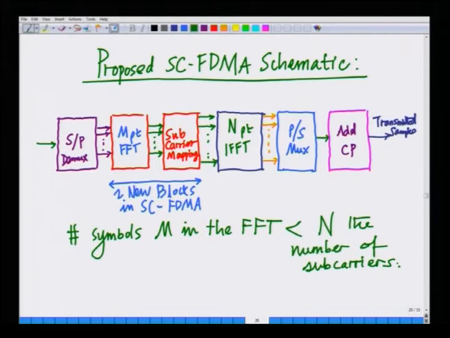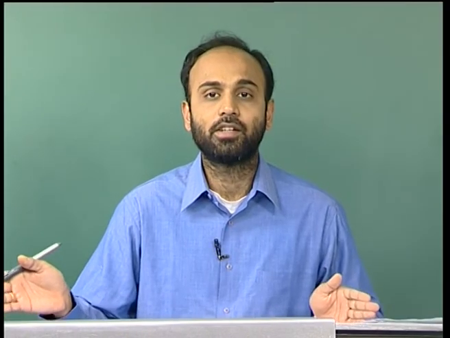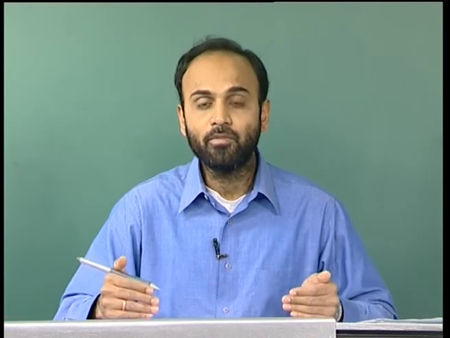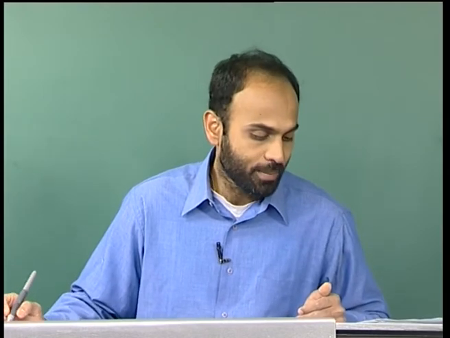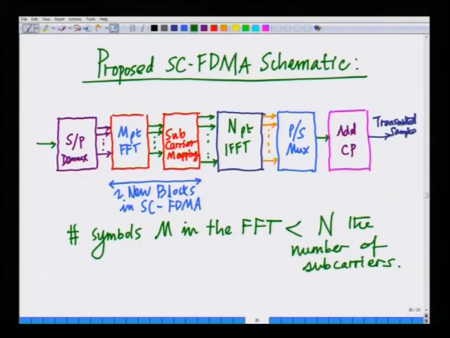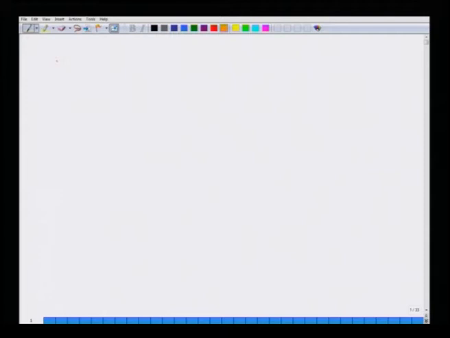Okay, so the number of symbols M in the FFT is much smaller than N, because if M equals N, we are going back to a single carrier system and we do not want to do that. So M, which is the number of symbols in the FFT, is less than N, and this M point FFT is introduced for the purpose of reducing the PAPR in the OFDM system. The introduction of this M point FFT significantly reduces the PAPR.